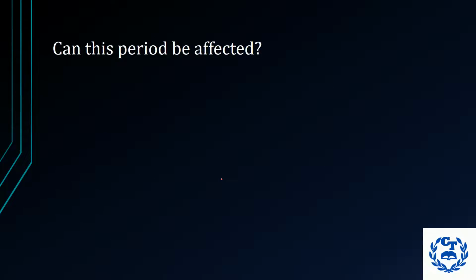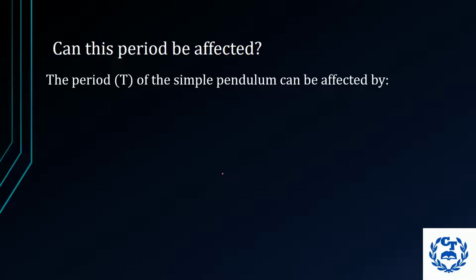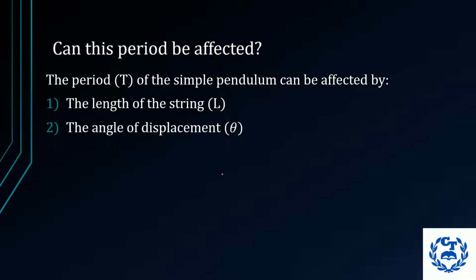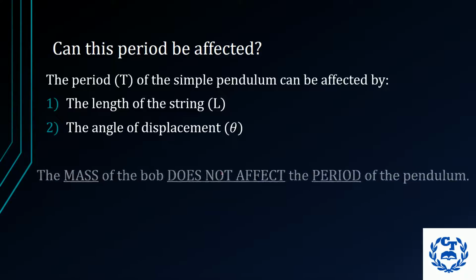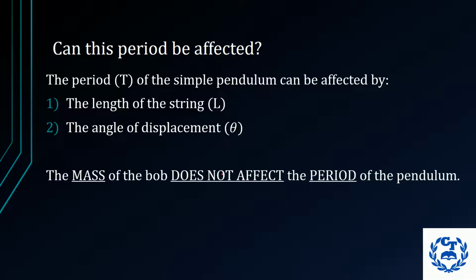So how can this period be affected, and what can it be affected by? The period of the pendulum can be affected by the length of the string that is attached to the pendulum bob, and also the angle of displacement that you open it up to. Alright, and you have to remember that the mass of the pendulum bob does not affect the period of the pendulum.